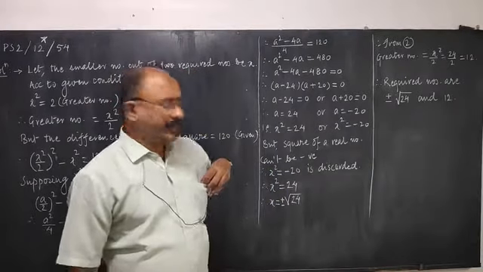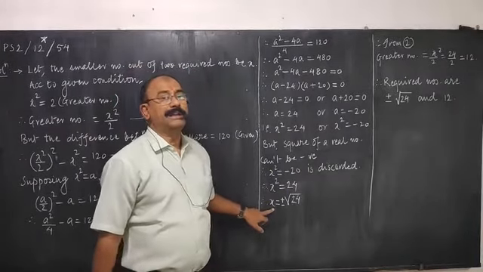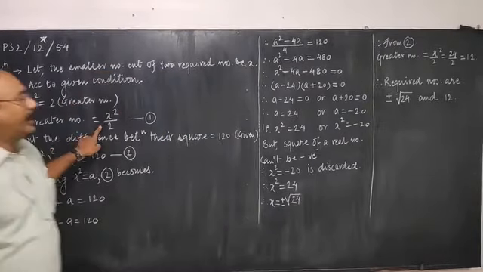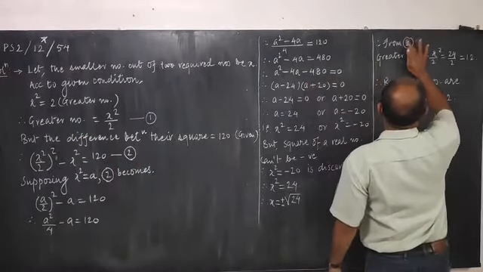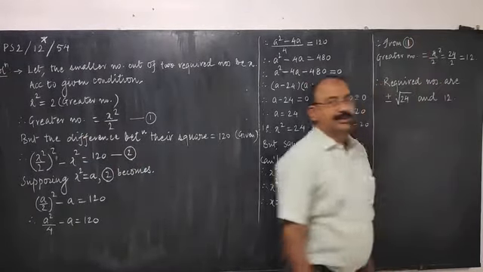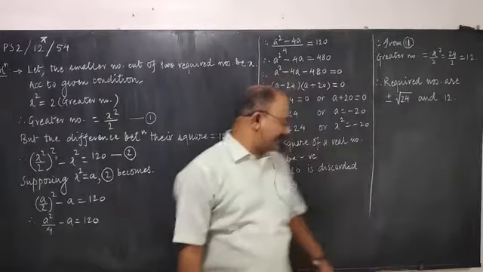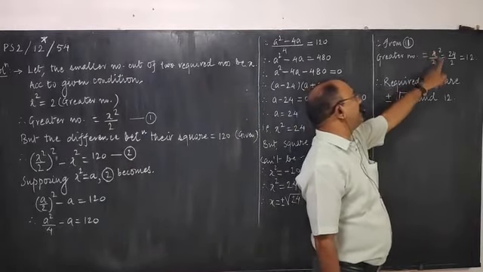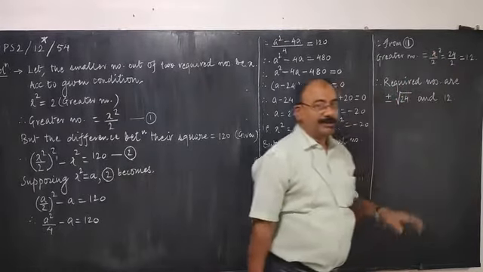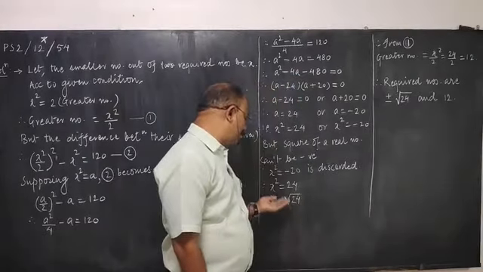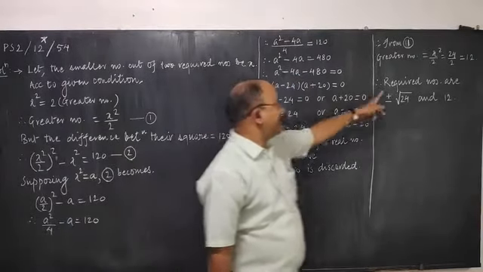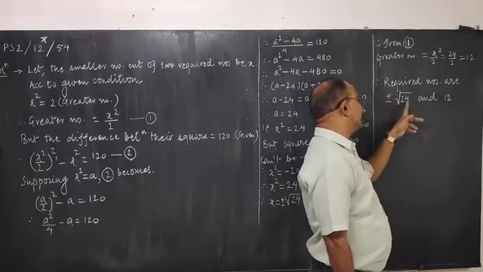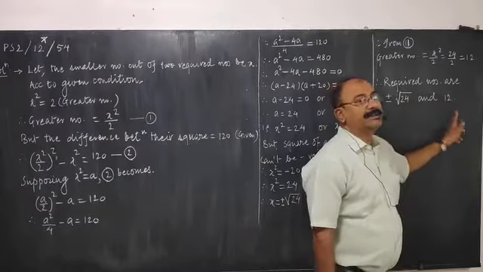Okay, now after getting the value of x, we want to get the greater number. And from where can we get the greater number? From equation number 1. Therefore, from 1, here I made a mistake, it should be 1. So from 1, putting the value of x square we have obtained here, you get 24 by 2 equal to 12. So greater number is 12 and the smaller number may be any one of these two. Therefore, we have written required numbers are plus or minus root of 24 and 12.